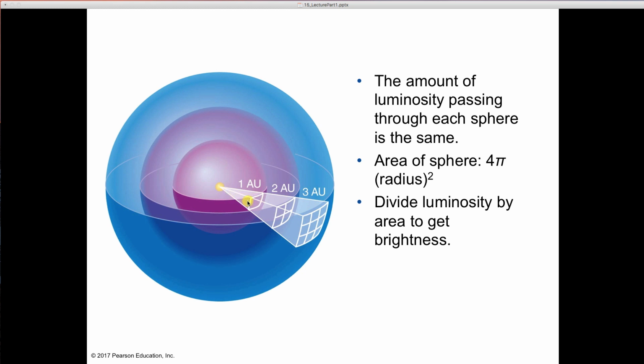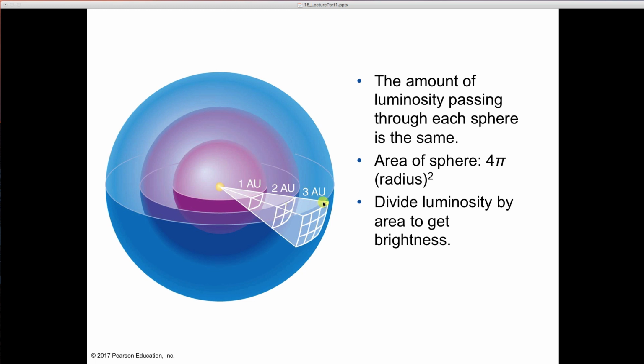Well, because the light spreads out as it goes, if we consider another imaginary ball that has a radius of 2 astronomical units, all the energy that goes through that square at the 1 astronomical unit distance ends up going through 4 squares. These are all the same size squares, but now there are 4 of them that energy goes through when I double the distance from 1 astronomical unit to 2 astronomical units.